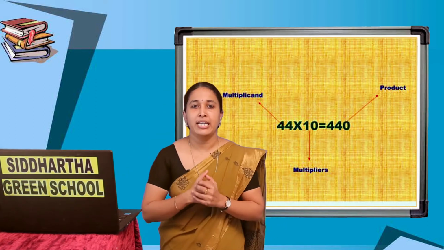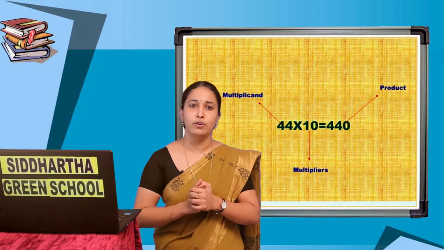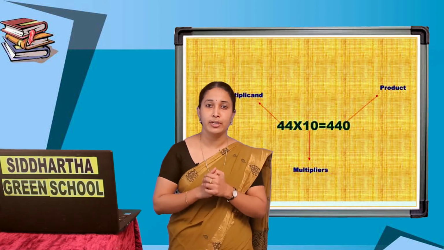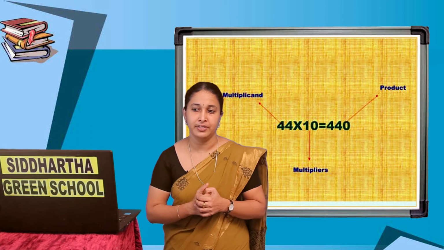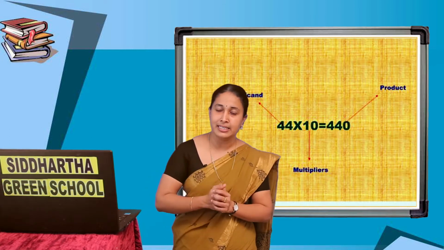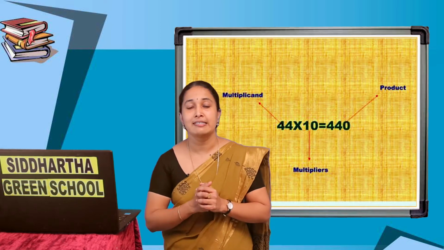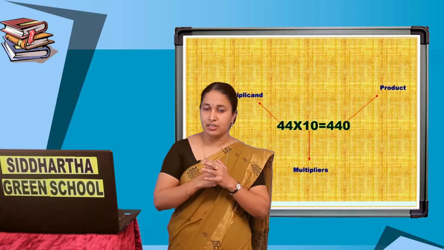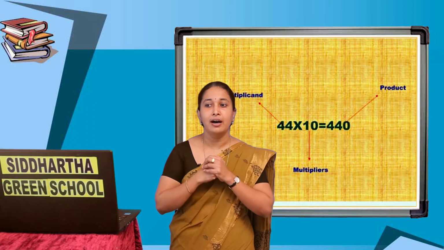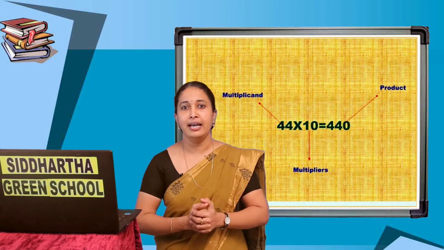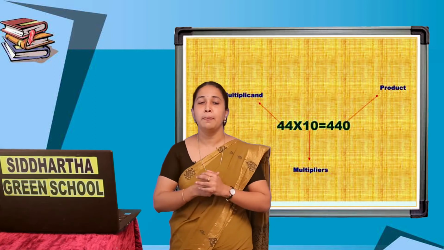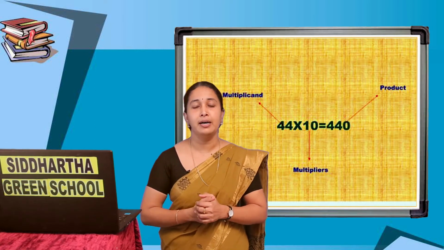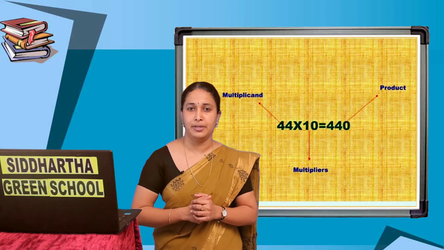Here I am giving you one example. 44 into 10 equal to 440. Here 44 is the multiplicand, 10 is the multiplier, and 440 is the product. So in multiplication we have a multiplicand, a multiplier and a product. So first one, multiplication of a 3-digit number by a 2-digit number.